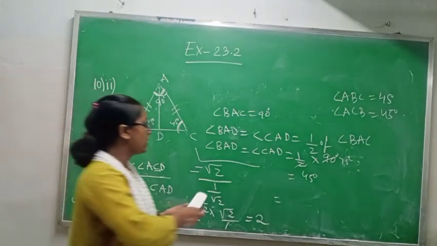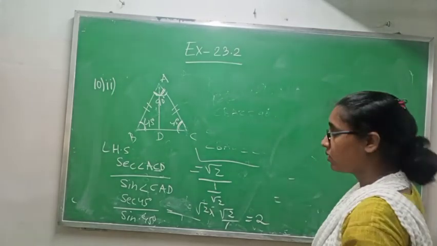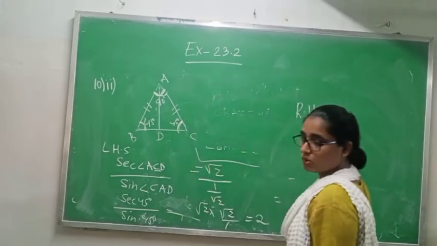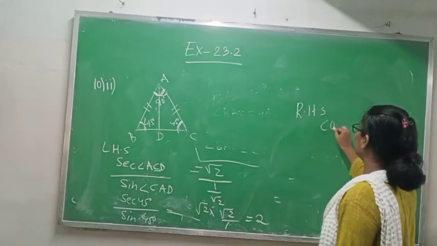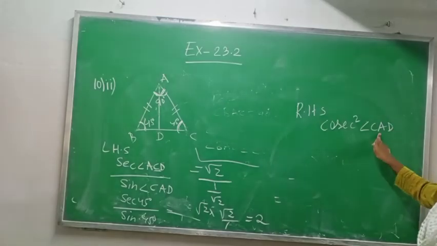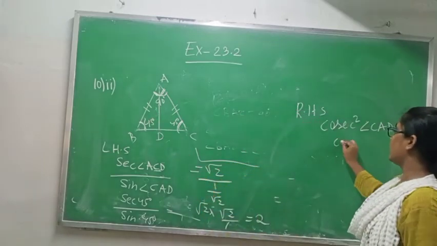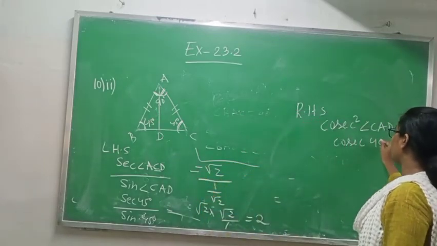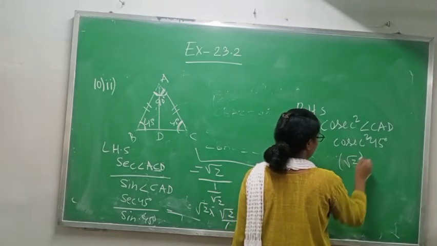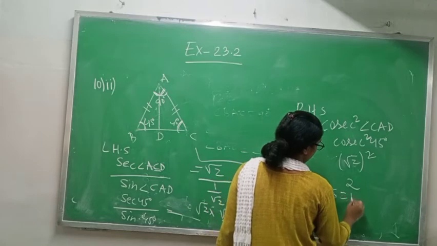Now you have to solve RHS. I am rubbing this portion to solve RHS. So in RHS you have cosec square angle CAD. Angle CAD is again 45 degrees, so you will write cosec 45 degrees, and you have to give the square also. Cosec 45 degrees value is √2, and you have to give the square. So √2 and the square will cancel, and you will get 2. So LHS equals RHS.